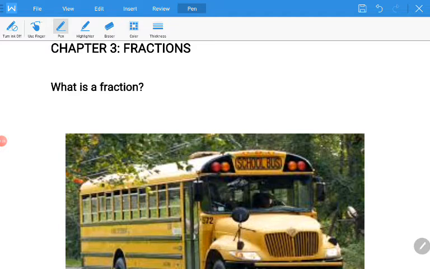A normal fraction is a small number on the top. For example, 2/3. This is a normal fraction, and we have what we call an improper fraction. Suppose we have 3/2. This is an improper fraction because the numerator is bigger than the denominator.